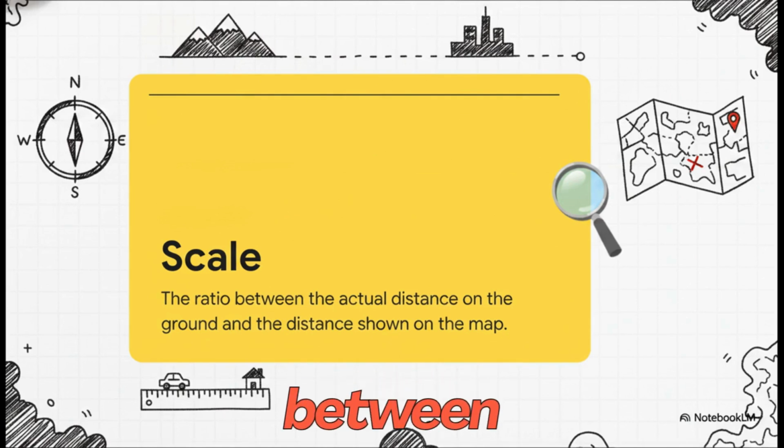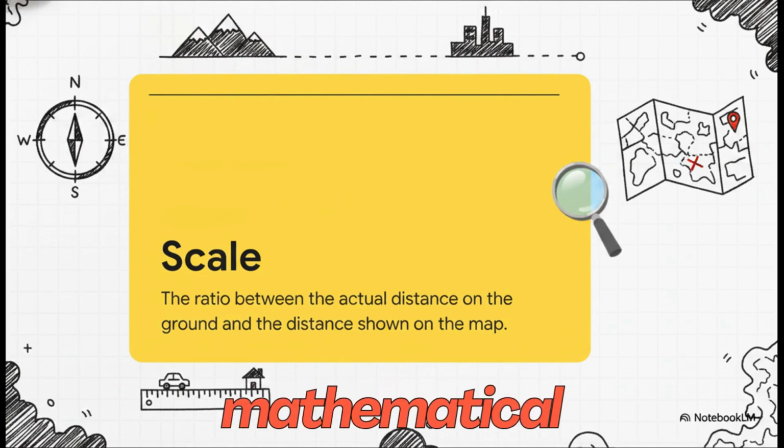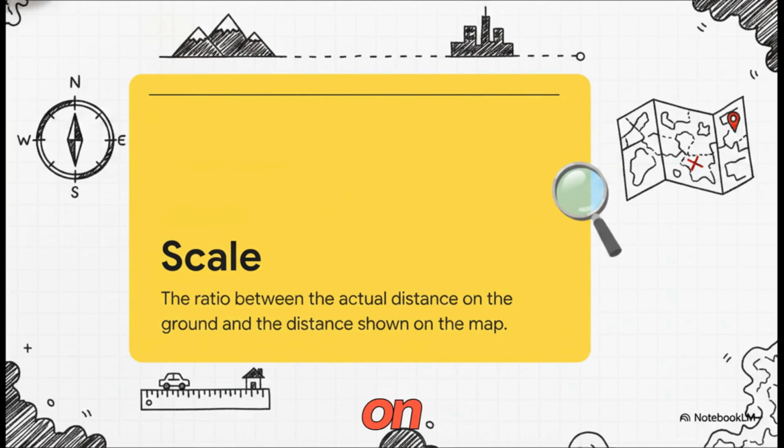Scale is just the ratio between the actual distance on the ground and the distance shown on the map. It's the core mathematical rule that allows a tiny measurement on paper to flawlessly represent a massive distance in the real world. Without scale, a map is really just a sketch. But with it, it's a highly precise scientific tool.